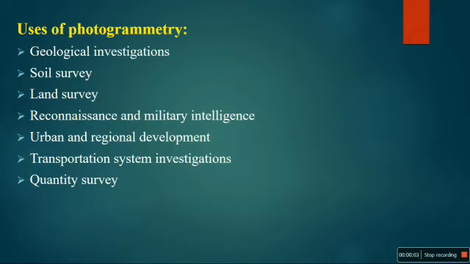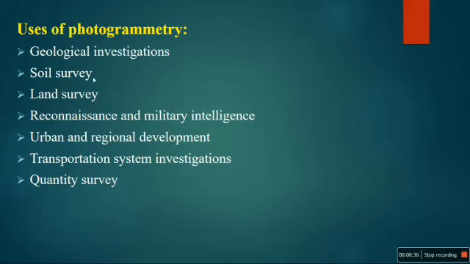Uses of photogrammetry. Start with the first one, that is geological investigation. Suppose a larger area is considered. It is not possible to move around the larger area and classify it with respect to geological investigation. But if you use aerial photogrammetry, we can easily take pictures of the larger area, then we can classify or investigate the geological formation of the area.